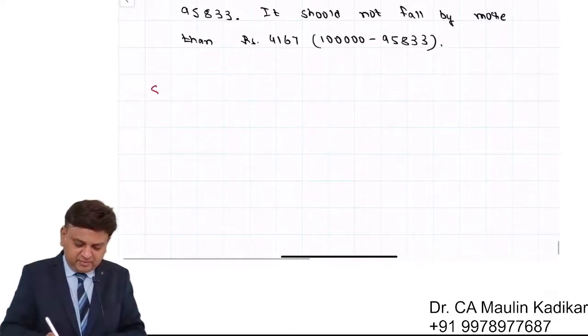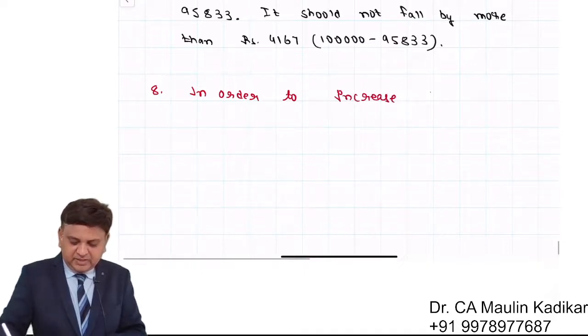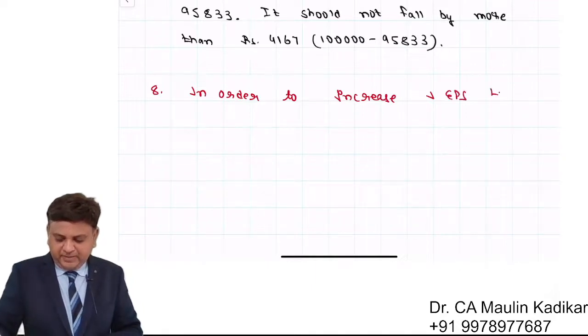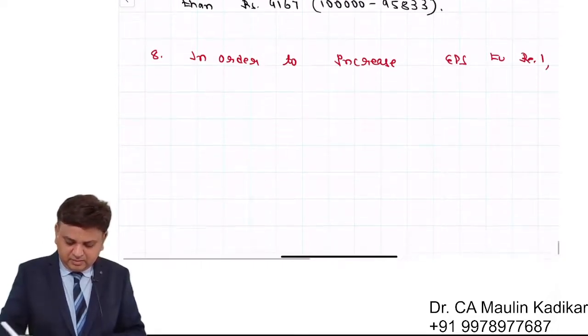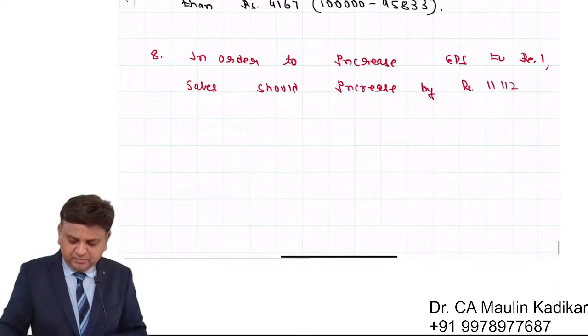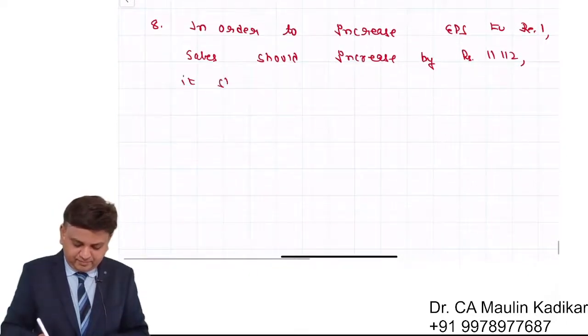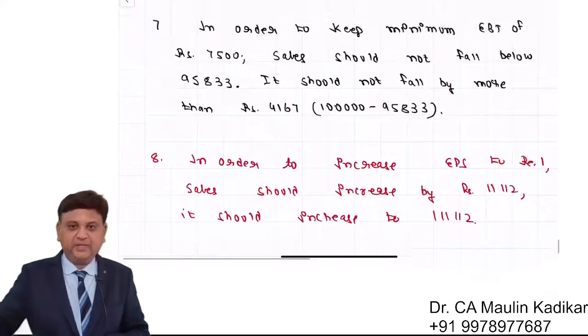So the answer of question number 8: in order to increase EPS to rupee 1, sales should increase by 11,112, it should increase to 1,11,112. Like that we understand.